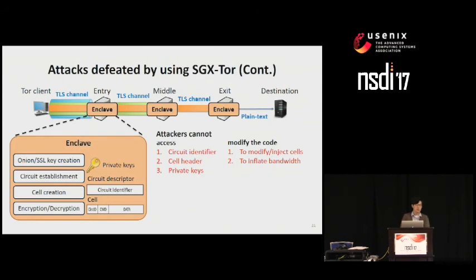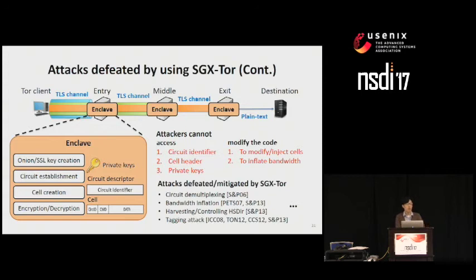However, such attacks are mitigated by SGX-Tor, since attackers cannot access internal data such as circuit identifiers and cells. If an attacker modifies the code to inject cells or inflate the bandwidth, it fails to pass remote attestation. In the paper, we have more details on how SGX-Tor mitigates many low-resource attacks.